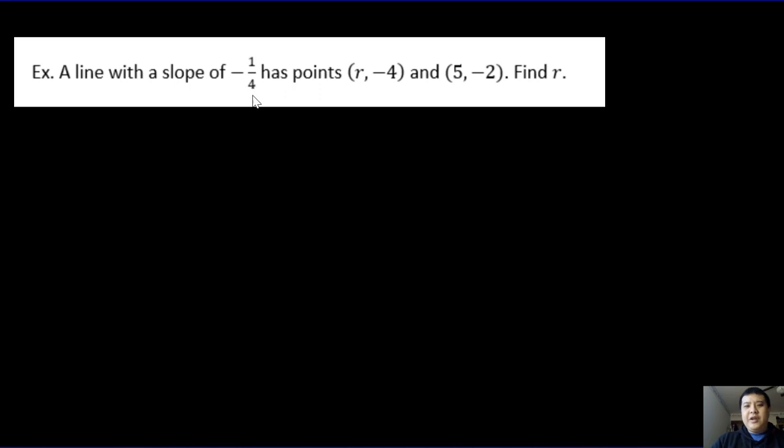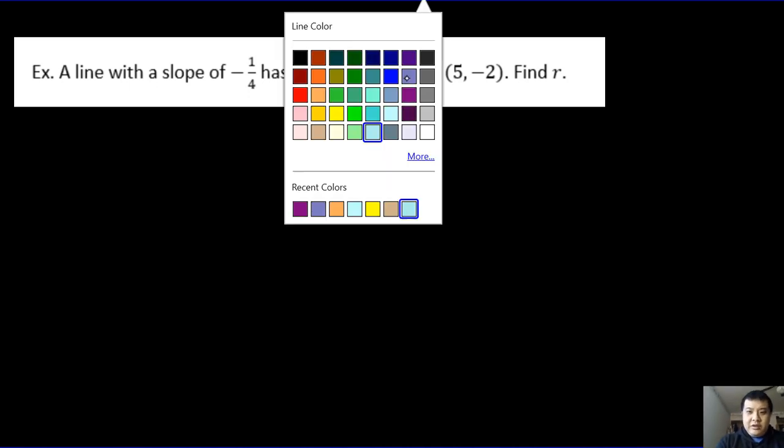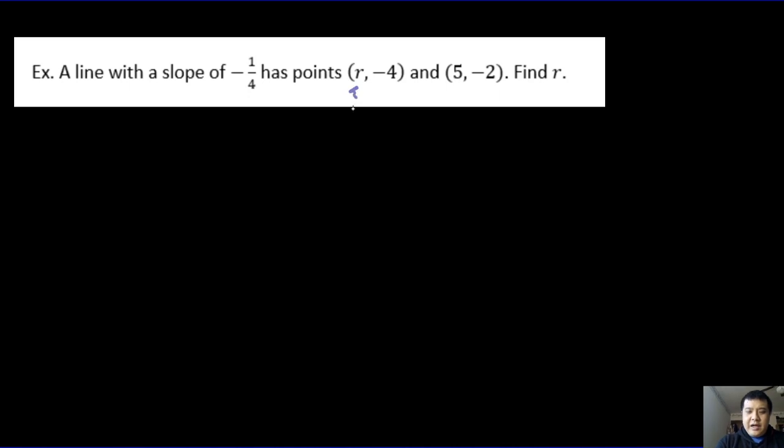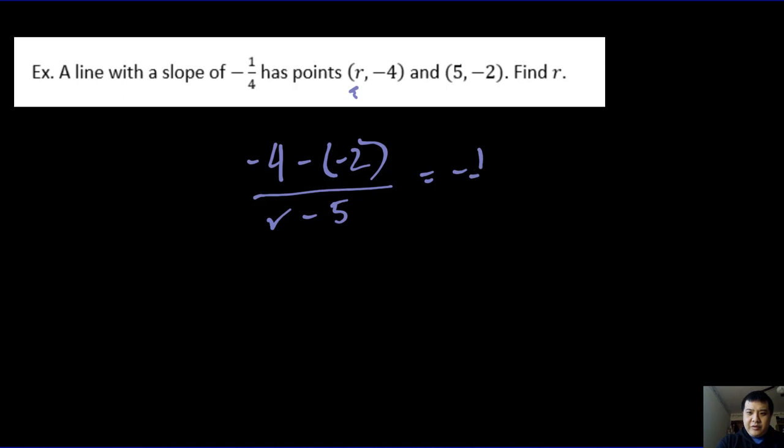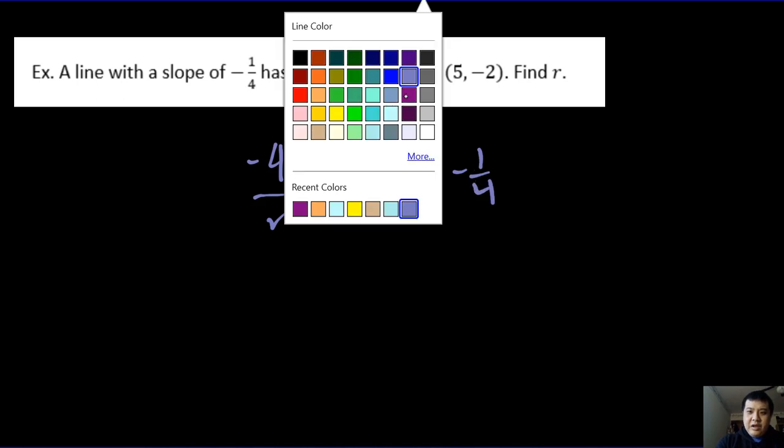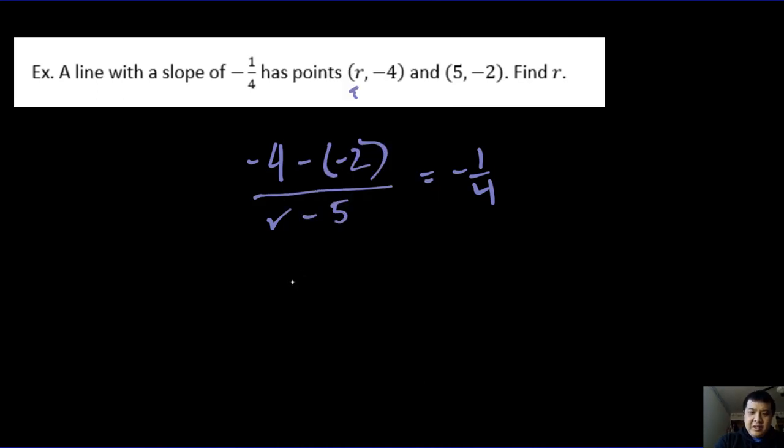A line with a slope of negative 1/4 has the points (r, negative 4) and (5, negative 2). Find r. So this is very similar. The only difference is that the variable is for x instead of y now. But we're going to do the exact same thing. So we're going to do negative 4 minus negative 2 over r minus 5 equals negative 1/4. And then we're going to simplify the numerator this time because that's what we can do. That gets us negative 2 over r minus 5 equals negative 1/4.